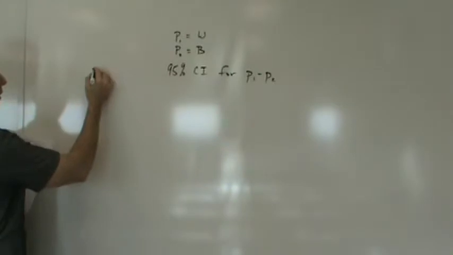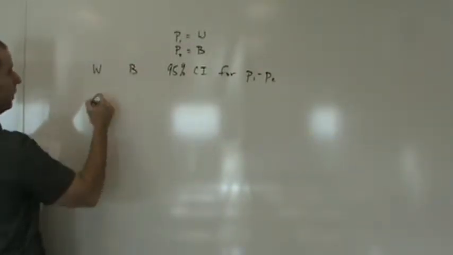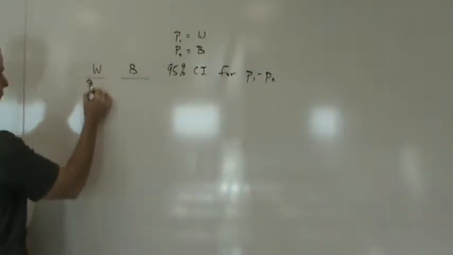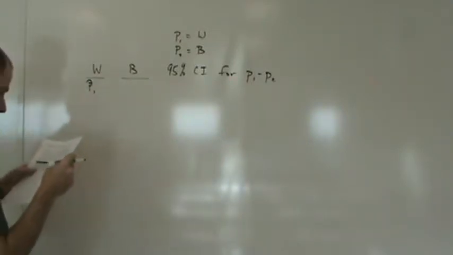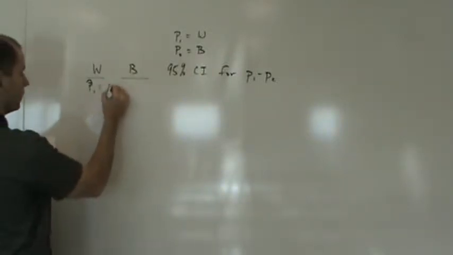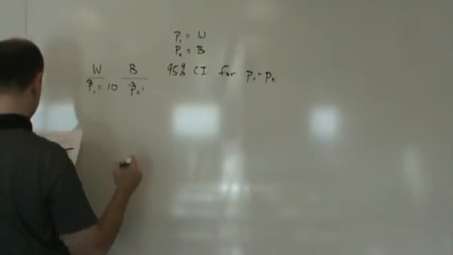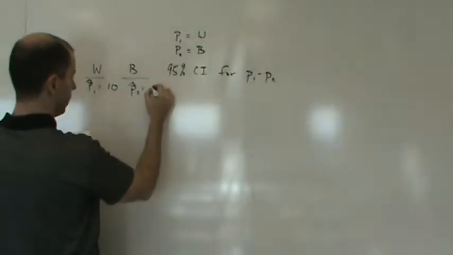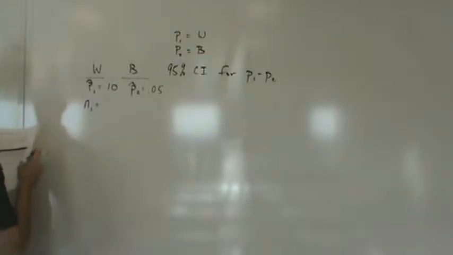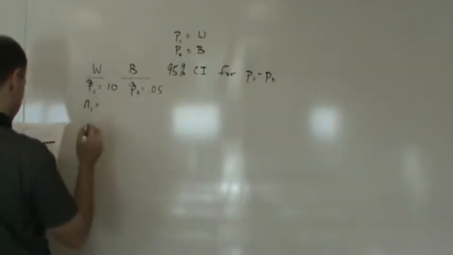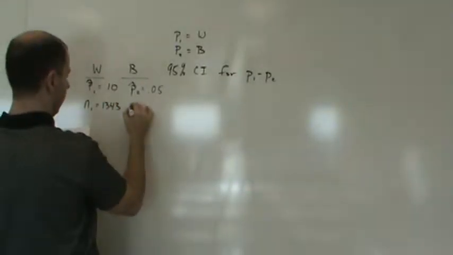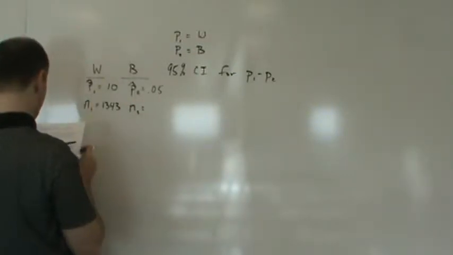So what we did was we have whites here and blacks here, and I wrote down the information. P1 hat from the problem is 10% or 0.10. P2 hat from the problem is 5%, which is 0.05. And then they gave us N1 for the white sample, which was 1,343, and N2 was 232.